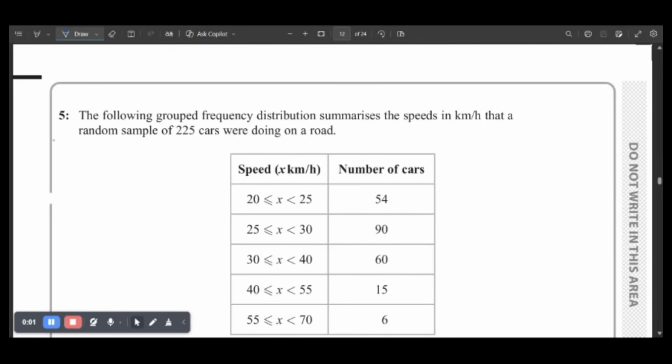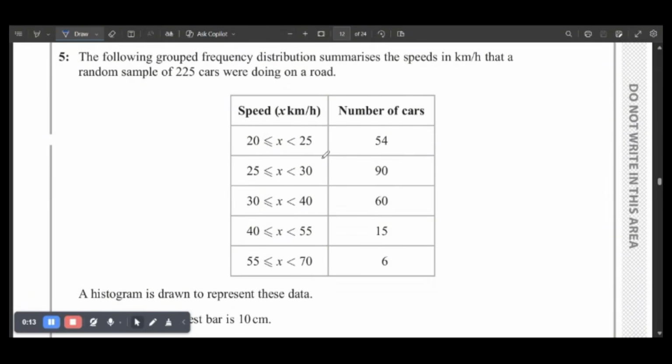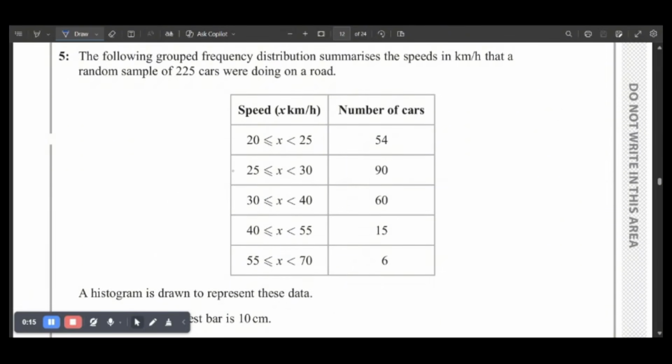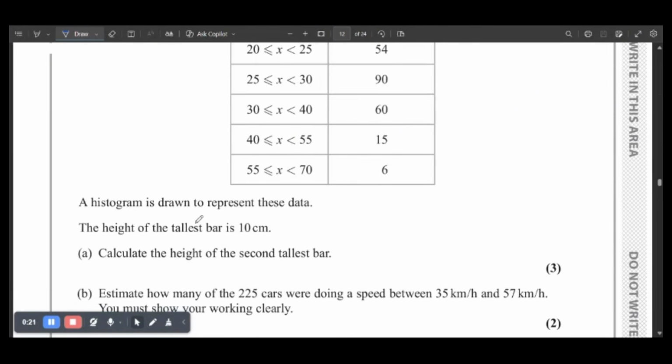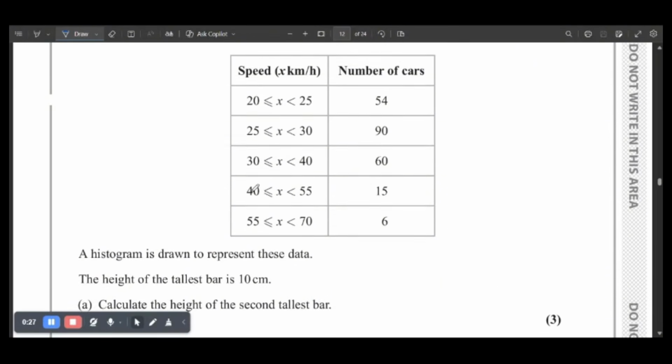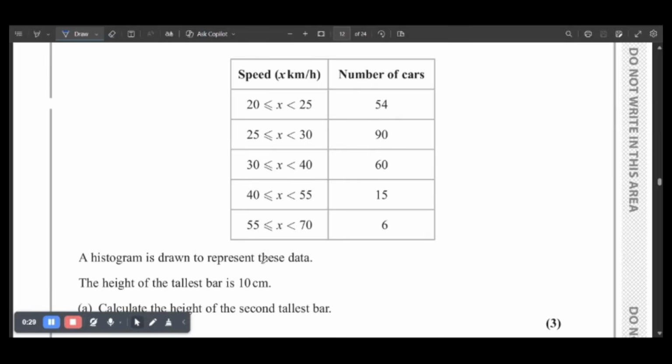So here is our question number 5. The following grouped frequency distribution summarizes the speeds in kilometers per hour that a random sample of 225 cars were doing on a road. So the frequency table is given. We have a certain class and the frequency of that class is given. Next, it is said a histogram is drawn to represent this data. The height of the tallest bar is 10 centimeters.